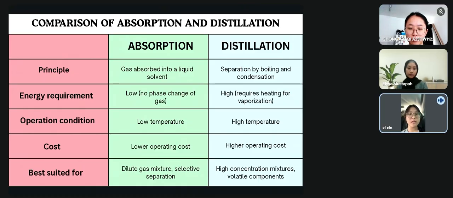This method is suitable for separating dilute gas mixture and for selective separation.